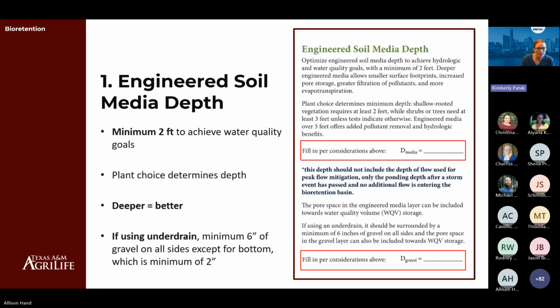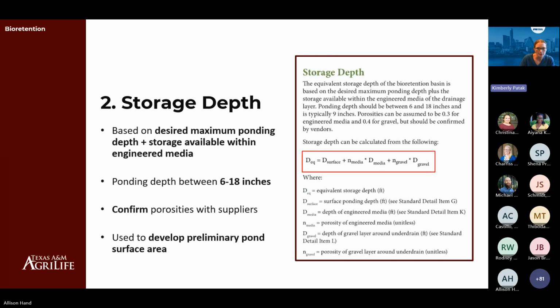The first step here is selecting your engineered soil media depth. The minimum is going to be 2 feet to achieve the water quality goals, but it's also going to have to do with what you want to do with your landscaping plan, so it's important to coordinate with your landscape architect. And then the depth of the gravel, like we talked about, is around 12 inches, but also dependent on the size of your underdrain.